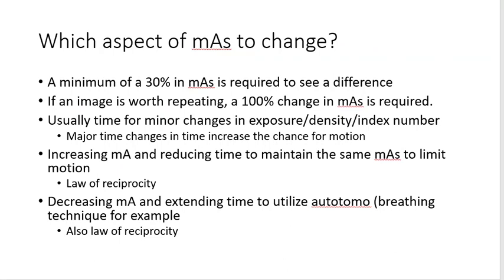Which aspect of mAs do you change? Well, it depends, really. Remember that a 30% change in mAs is required to see any kind of difference at all. You'll see a difference in your S number, but the image itself, you're not going to see any kind of difference off a 30% change in mAs. If you over or under expose the patient in the image receptor and you need to make a repeat, it's worth doubling or halving the mAs in order to make that repeat. Okay, so if an image is worth repeating, a 100% change in mAs is required.